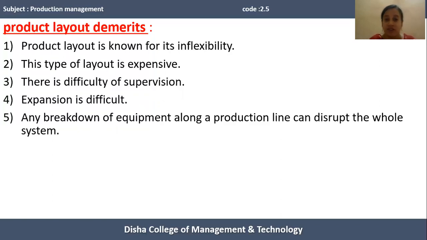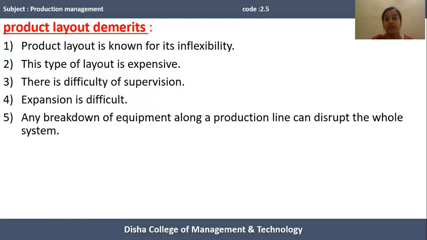This type of layout is expensive. Obviously, this type of layout is very expensive, because for producing a particular product a particular machine setup is required, and that machine setup is only meant for producing one product only. If the plant produces a variety of products, then the plant has to arrange different straight line machines for producing different products. So this type of layout is very expensive.